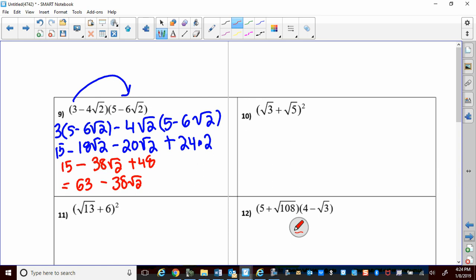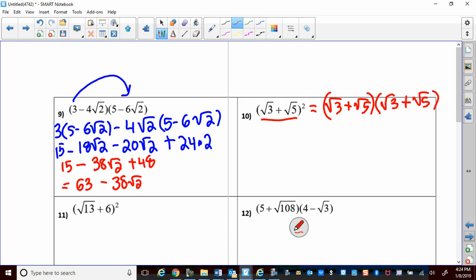What about the next two? Next 2 or 3. You can do 10, 11, 12 on your own. But number 10 and 11 are very similar. You're just squaring both of these. This equals the square root of 3 plus the square root of 5 times the square root of 3 plus the square root of 5.